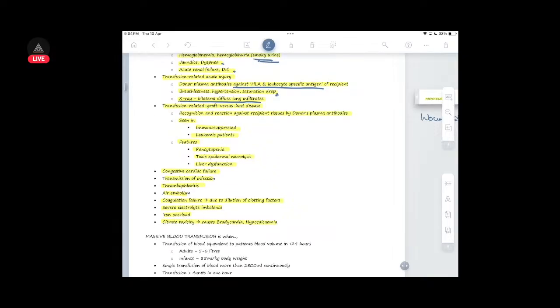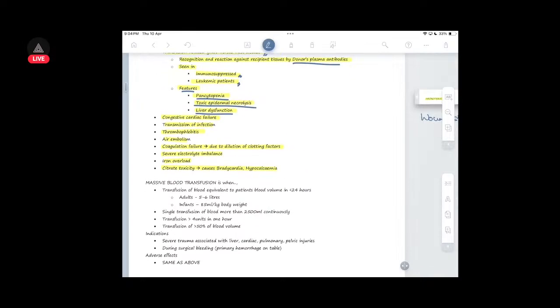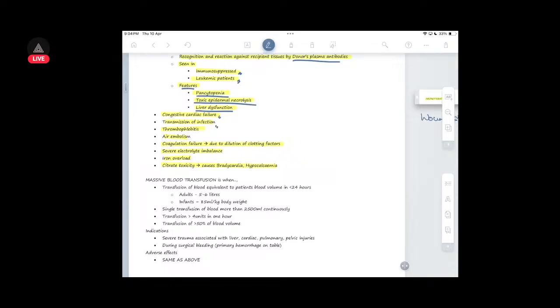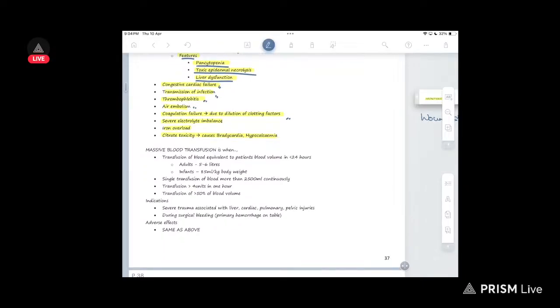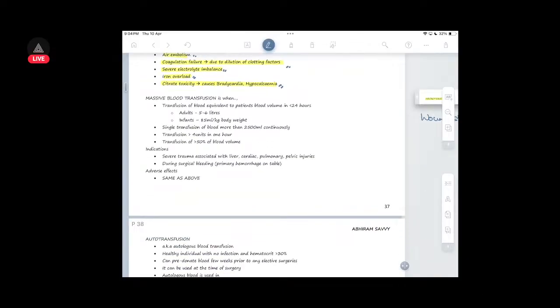Transfusion related graft versus host disease by donor's plasma antibodies. It is seen in immunosuppressed and leukemic patients. It features pancytopenia, toxic epidermal necrolysis, and liver dysfunction. You have congestive cardiac failure, transmission of infection, thrombophlebitis, air embolism, coagulation failure, severe electrolyte imbalance, iron overload, and bradycardia and hypocalcemia.